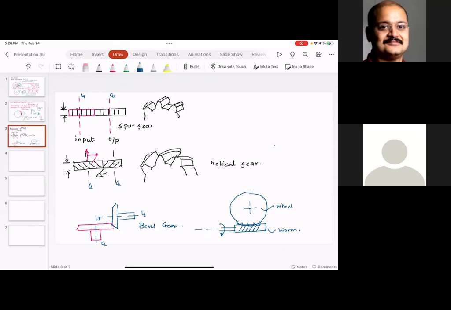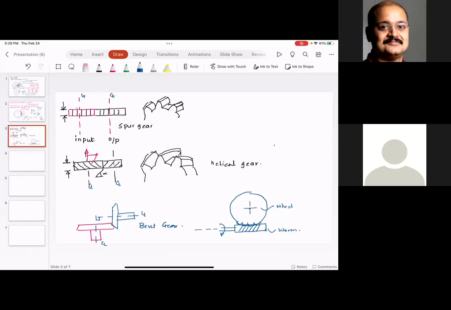Now, what are the classic applications of worm wheel? Please understand, spur gear, helical gear, or bevel gear is bidirectional, which means if you rotate the input shaft, the output shaft will rotate. If you rotate the output shaft, the input shaft will rotate. Can you see that?